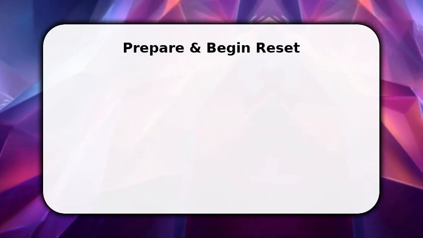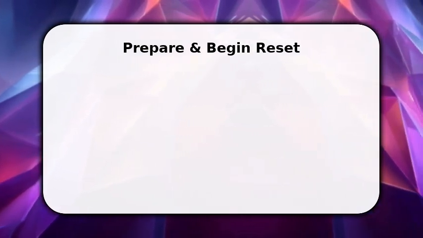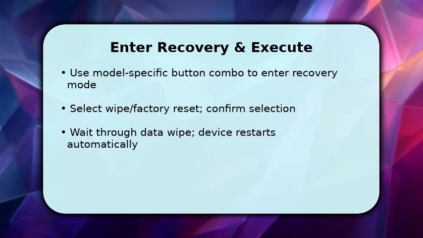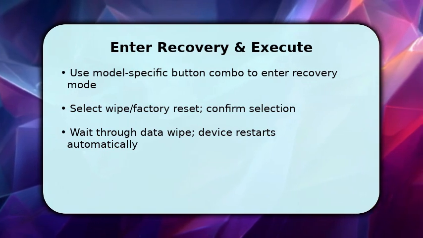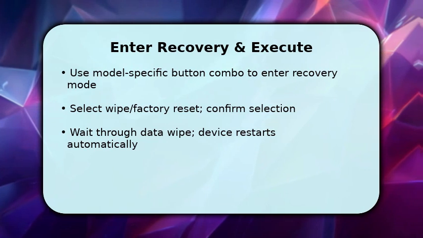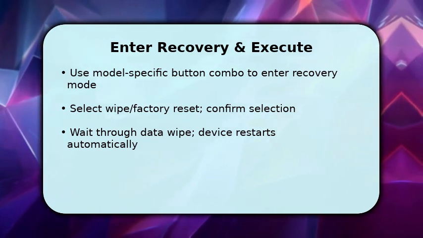Now power off the device and prepare to enter recovery or modem mode. This is where the actual reset begins. Once the phone is off, use the model-specific button combination to enter recovery mode. Volume plus power variants differ by manufacturer, so press and hold accordingly.